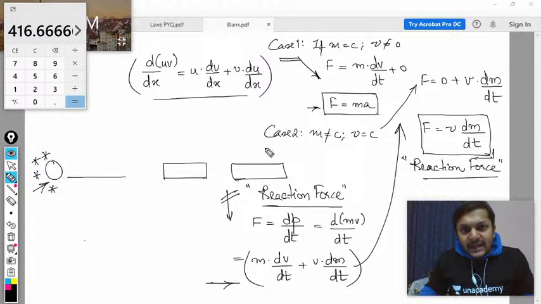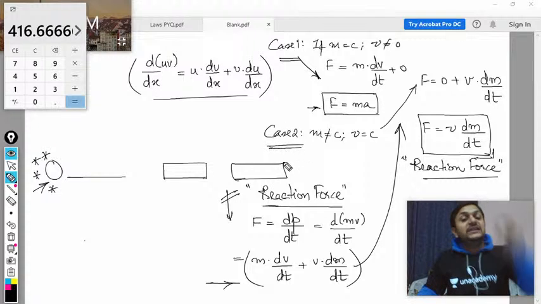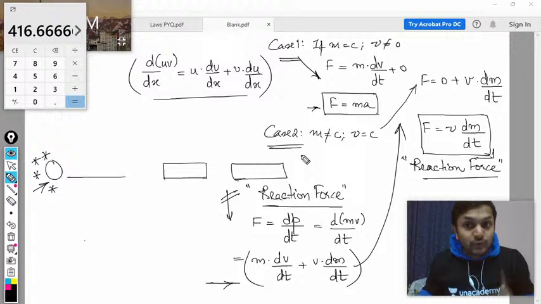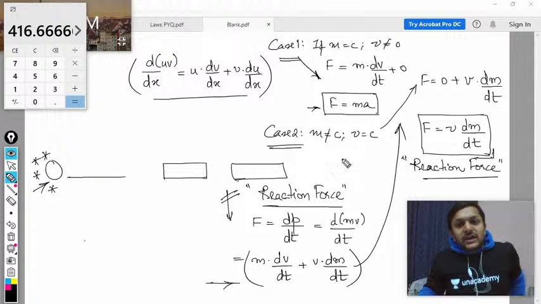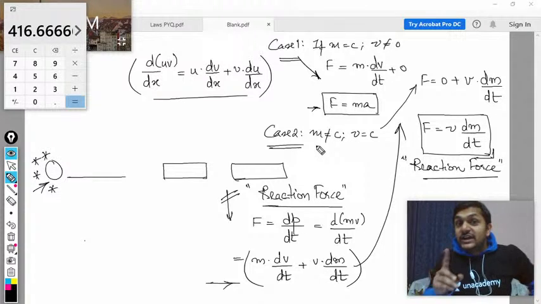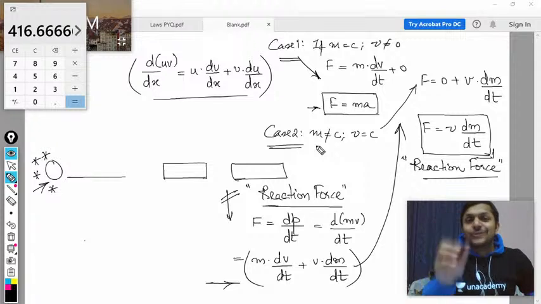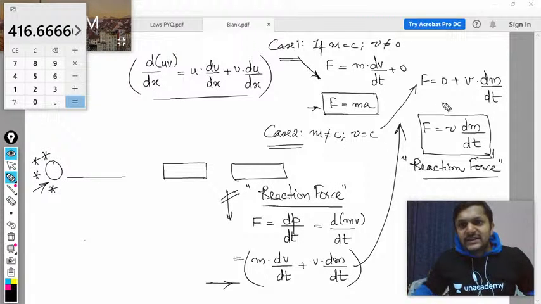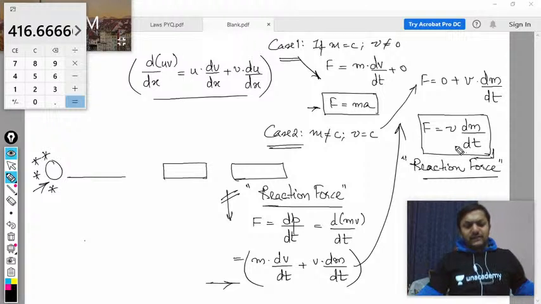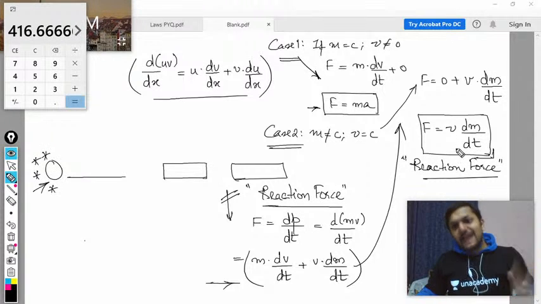Okay, and this is case number 2, that is the actual subject matter of this question. So here mass is not constant but velocity is constant. Under these conditions the same formula will become this. So this is the formula for reaction force.